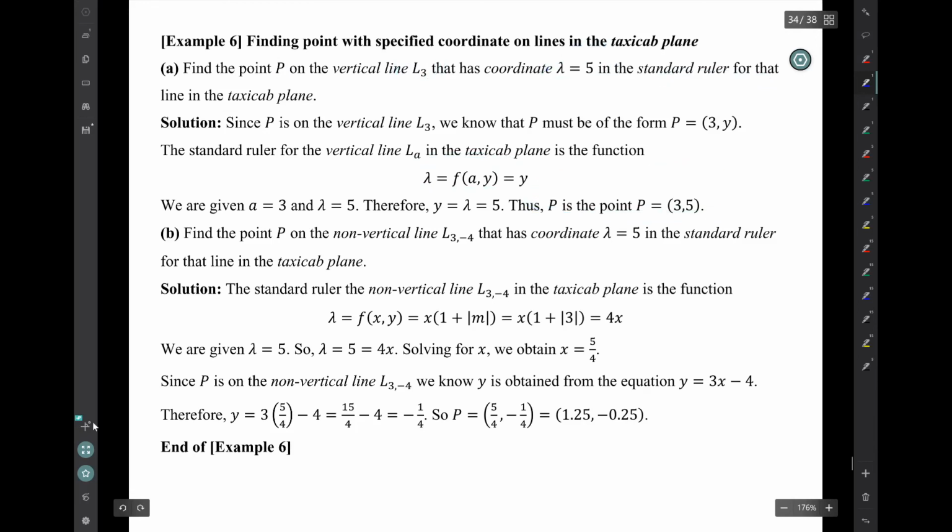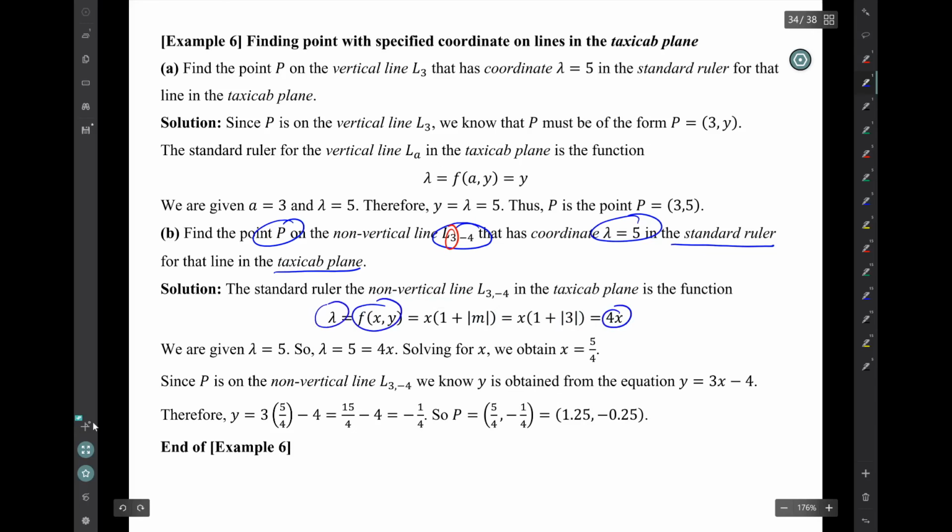But for question B, we're going to be considering point P on the non-vertical line y = 3x - 4 that has that coordinate in the standard ruler for the taxicab plane. Well, remember that in the taxicab plane, the ruler has this form, f of (x, y) equals x times 1 plus absolute value of m. When I use that value of m equals 3, I put that in there, I end up with this formula that the coordinate f of (x, y) is just 4x.